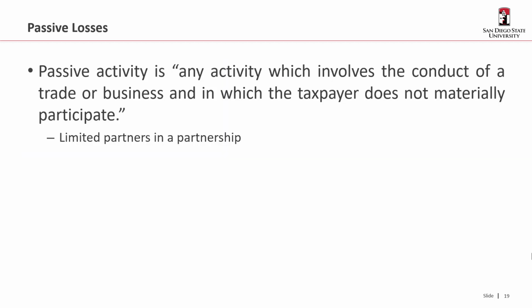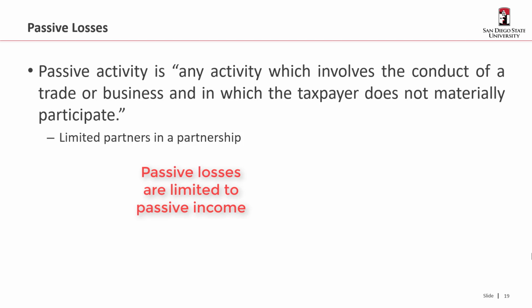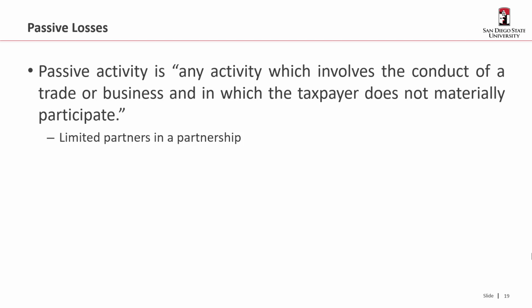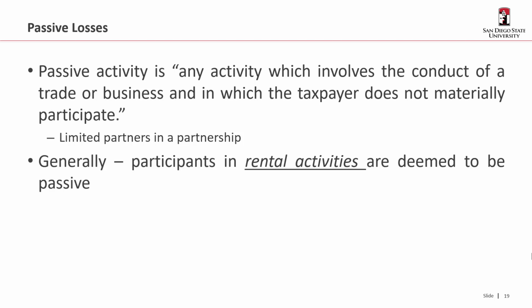So big whoop, right? Okay, we've got these two classifications. What difference does it make? The difference is passive losses are limited to the amount of passive income. So if you are a limited partner in a partnership, for example, you are considered to not materially participate. Generally speaking, you're verboten from making business decisions as a limited partner. So as a result, you're passive. Rental activities are deemed to be passive. So the tax code says, look, I don't care how much work you're doing. If it's a rental activity, we treat it as a passive activity.